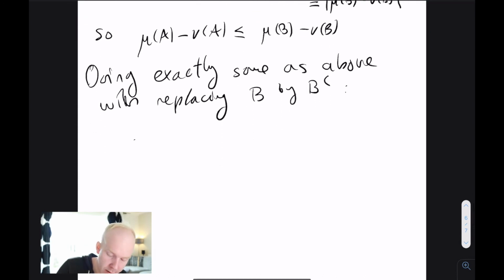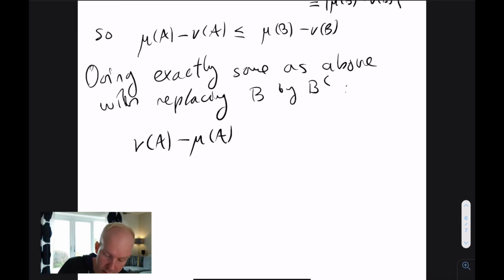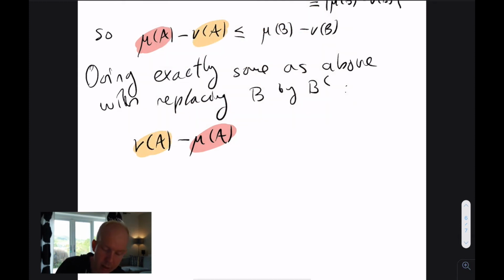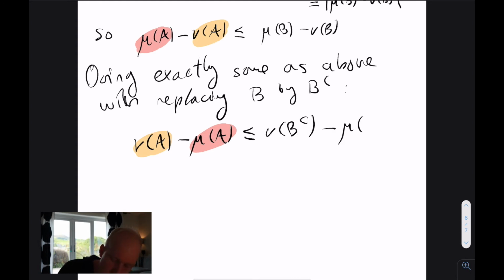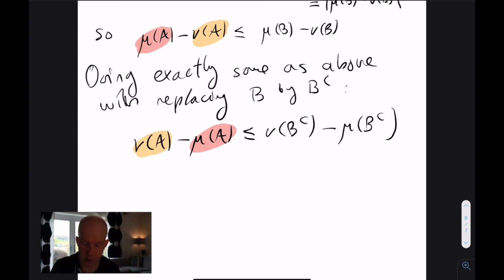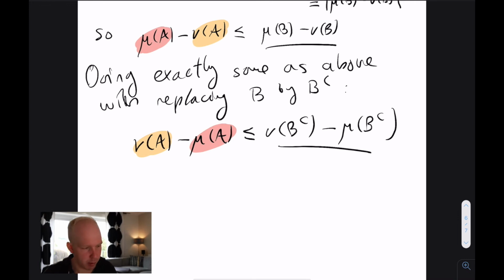We obtain that if you take nu A minus mu A, so remember, notice that this is now in a different order. So this is mu A, and this is nu A. If you take it in a different order, this is at most nu B complement minus mu B complement. So you had this order and that order, and you obtained an upper bound in both cases.